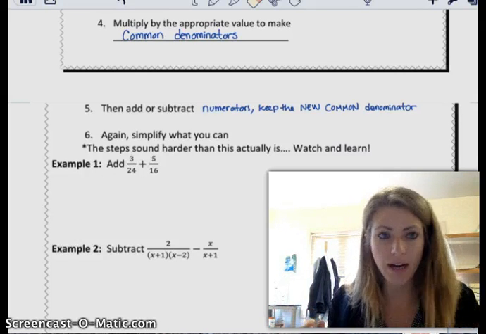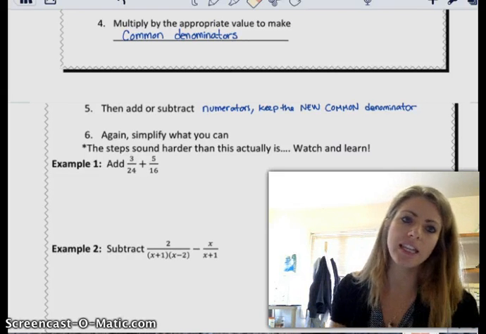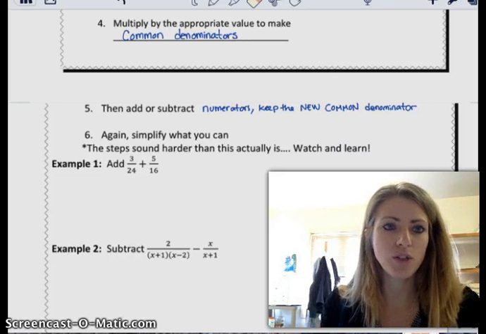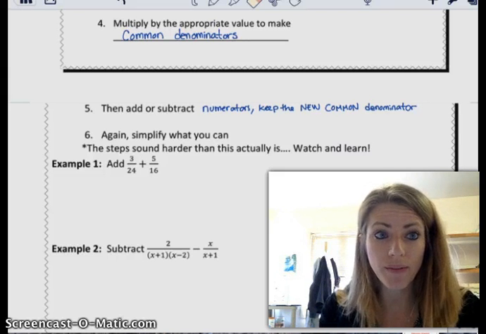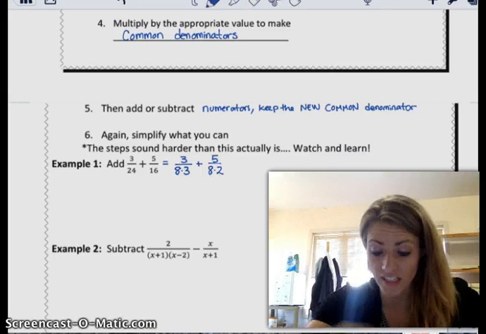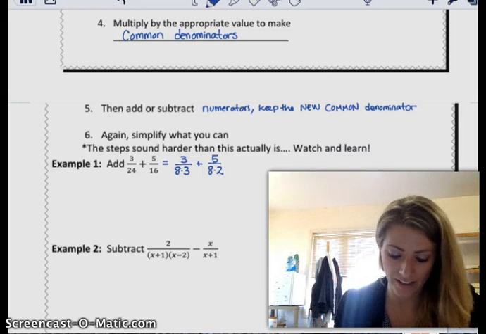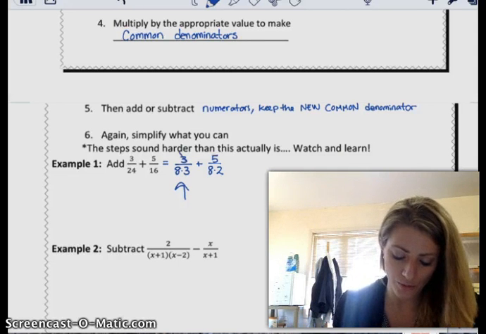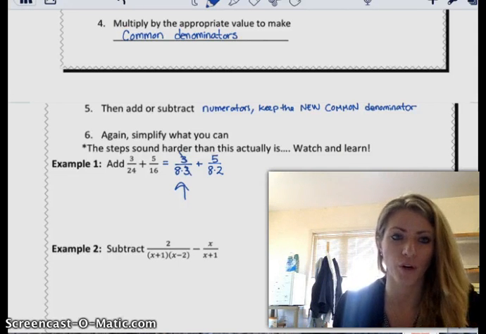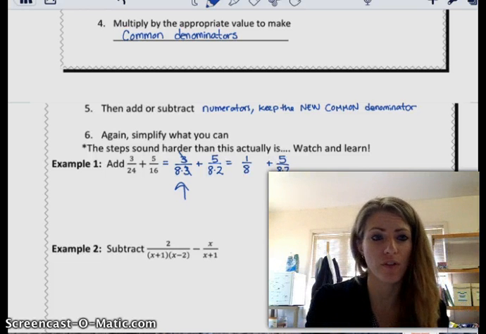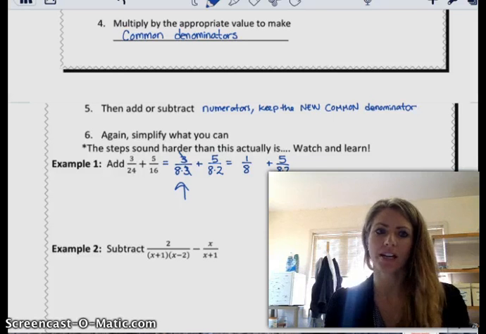I like to break up 24 and 16 into things that I know are going to help me. So I'm going to write 24 as 8 times 3 and 16 as 8 times 2. Cool thing is, in the first fraction I have 3 over 8 times 3, and so those 3's can cancel, and I'm left with 1 over 8, so that's kind of nifty.